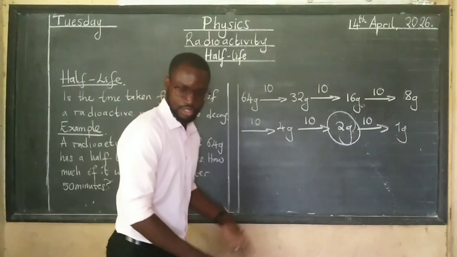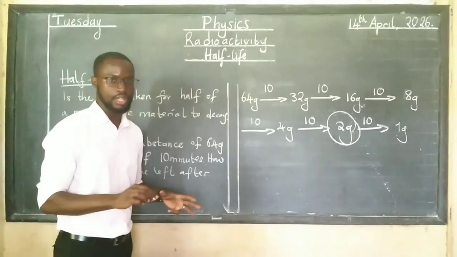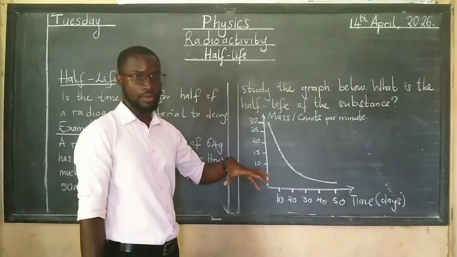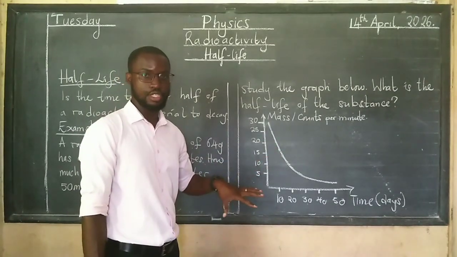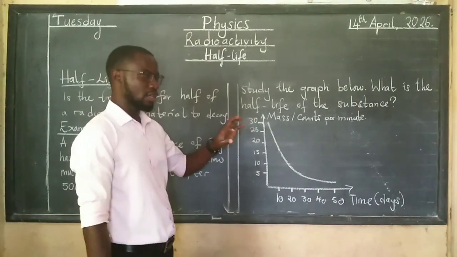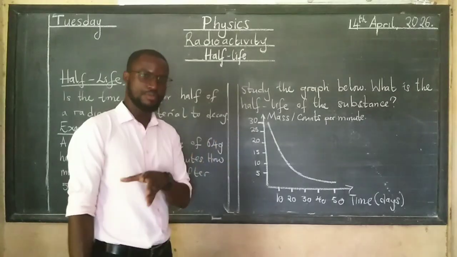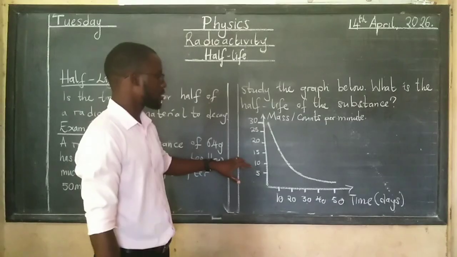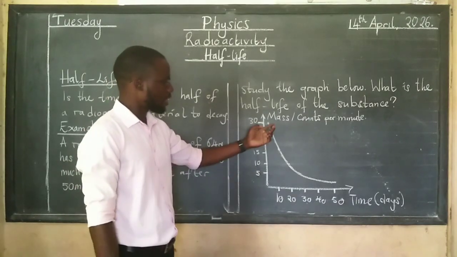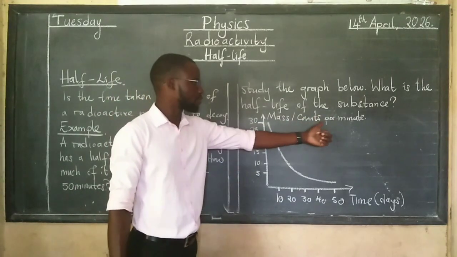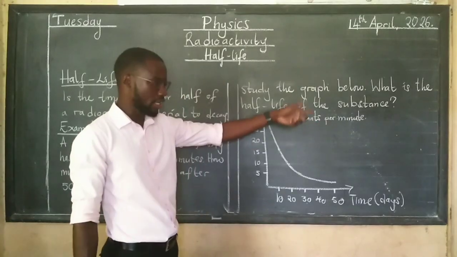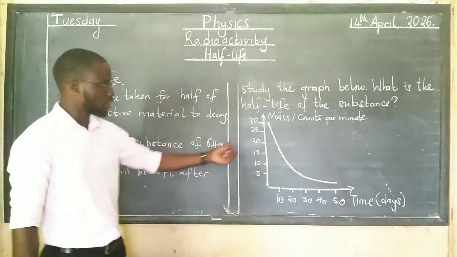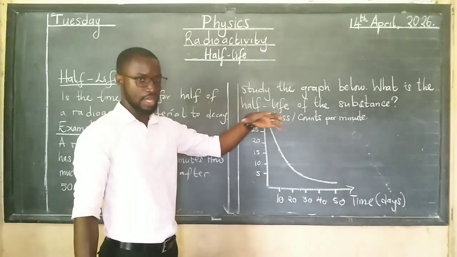But in addition to this, there's also the graph. Let me show you how the graph looks. Okay, so the graph looks like this. And by the way, the graph is found in 5054, that is pure physics, question 38, 39, 40, somewhere there in paper 1. So study the graph below. What is the half-life of the substance? On this side, you have the mass or counts per minute. I'll explain what counts per minute mean when we reach the question that has that. But how you deal with mass, what I did with the 64, is what you can do with counts per minute. We'll get there, don't worry.